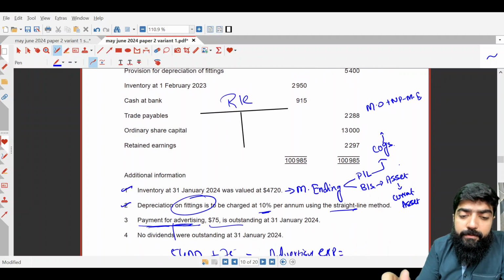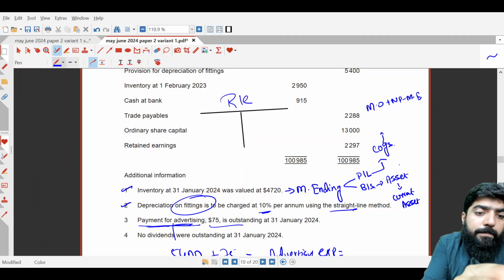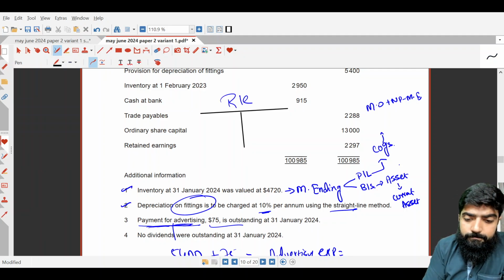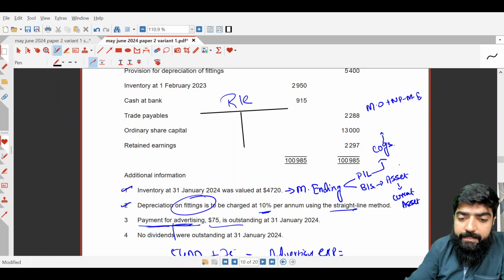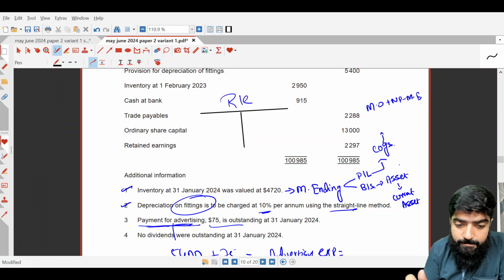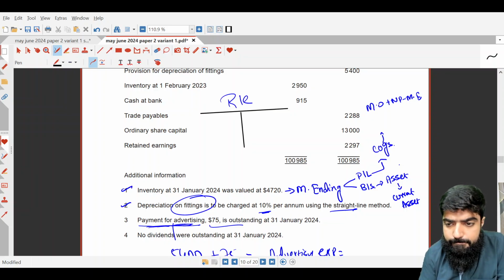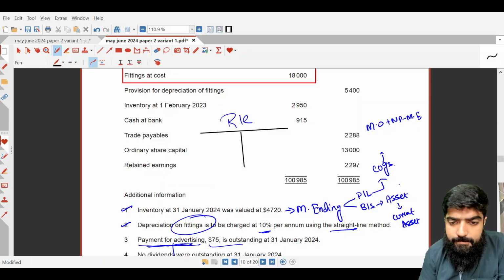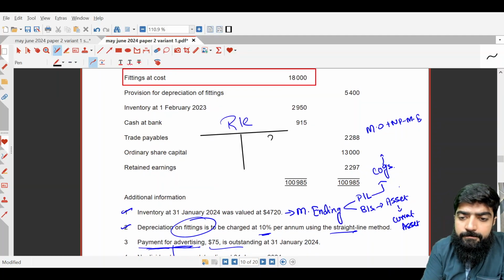Now, in this retained earning account, what we are going to do? First of all, we need to include the retained earning opening balance. So what is the amount of the retained earning opening balance? Two nine seven. Double two nine seven. Very good.